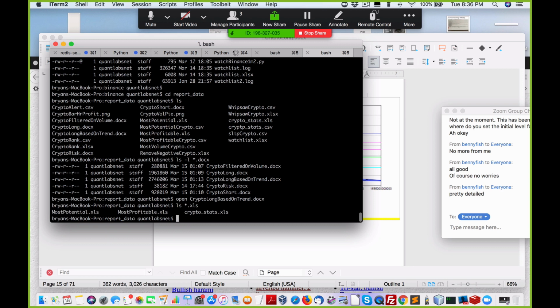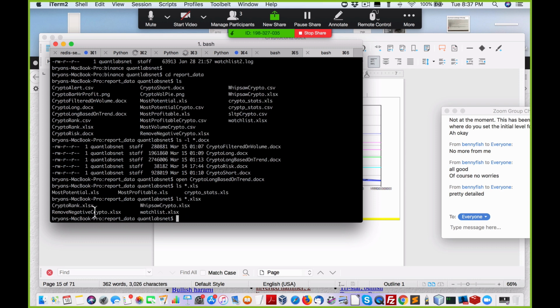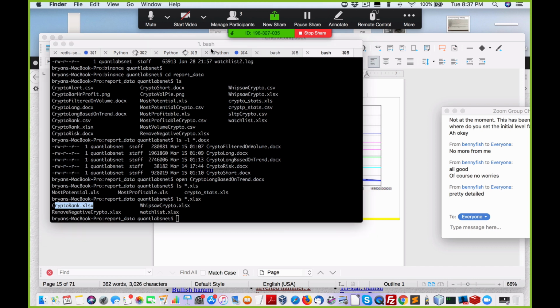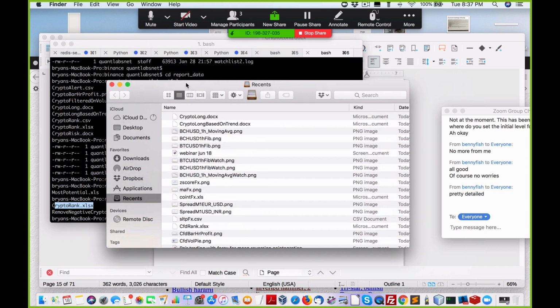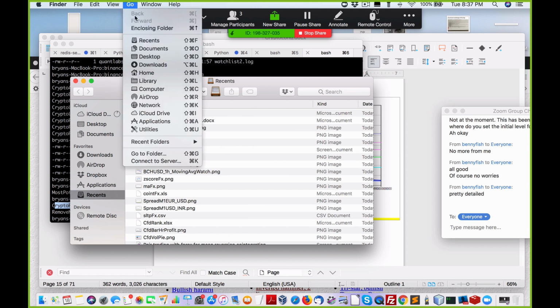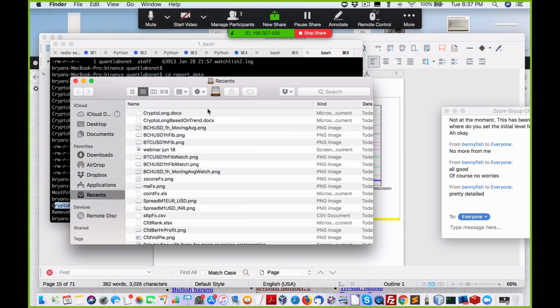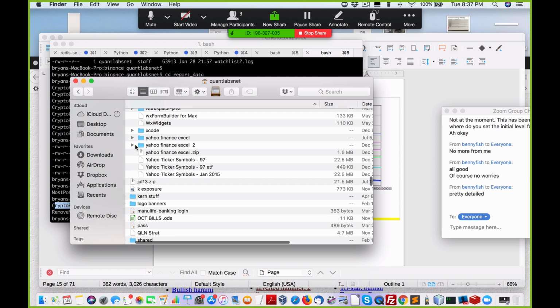I kind of alluded to this here. This crypto, let me see here. Yeah, this spreadsheet right here, I'll show you. Okay. All right. So this particular one, I'll just load it up. So I gotta do the usual navigation to it.